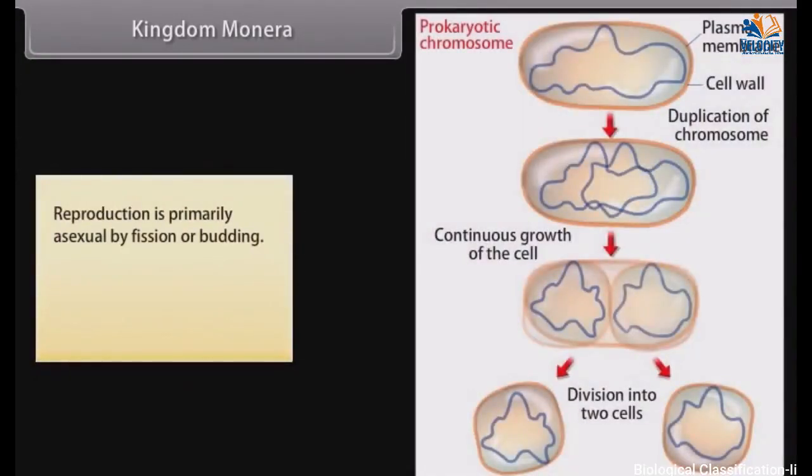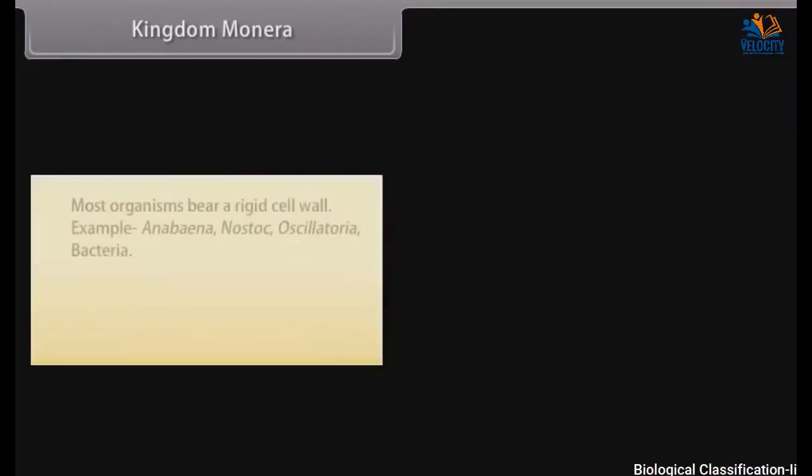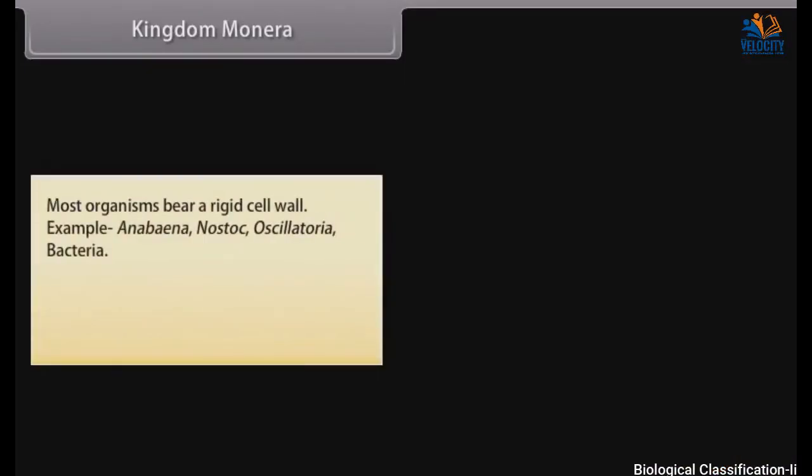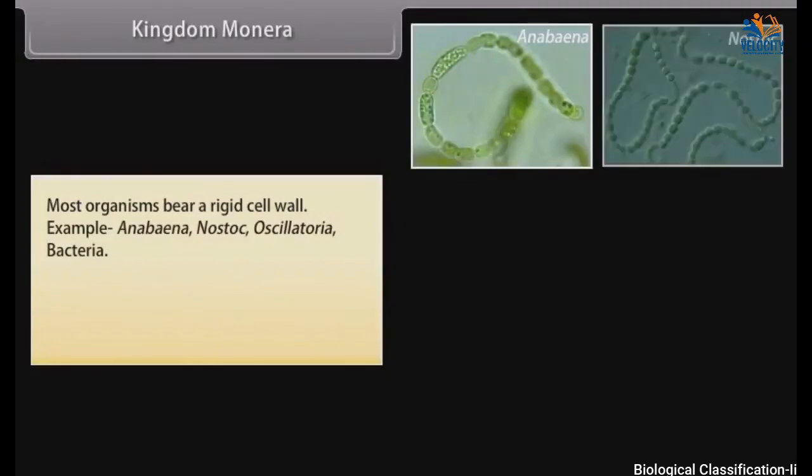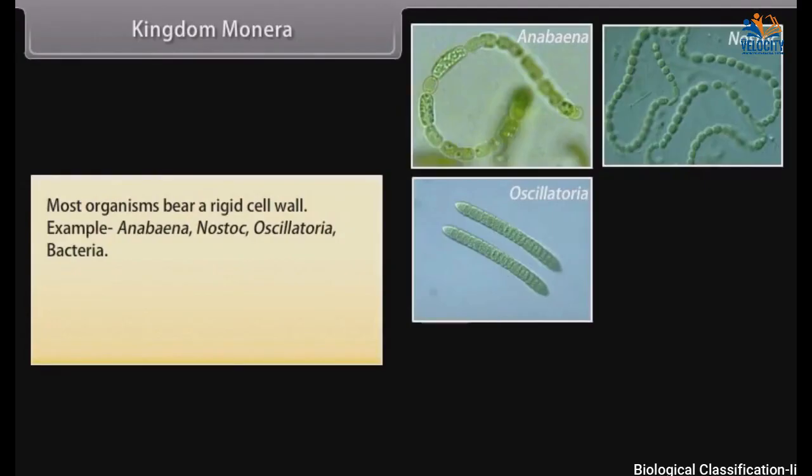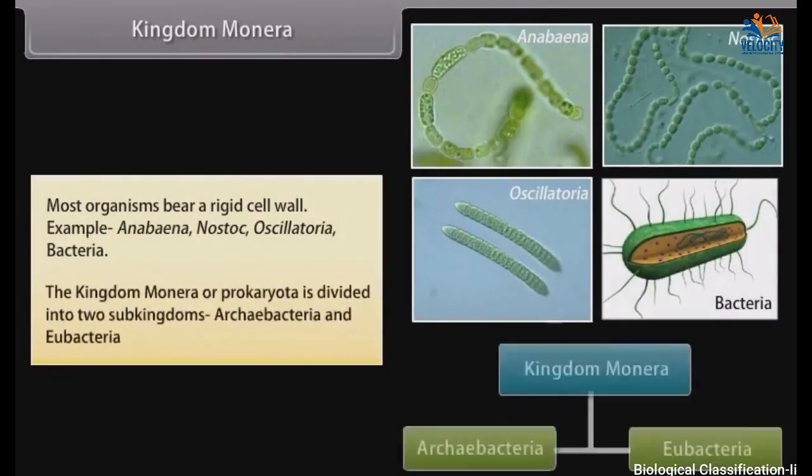Reproduction is primarily asexual by fission or budding. Protosexual phenomenon also occurs. Most organisms bear a rigid cell wall. Examples: Anabaena, Nostoc, Oscillatoria, bacteria. The kingdom Monera or prokaryota is divided into two subkingdoms: archaebacteria and eubacteria.